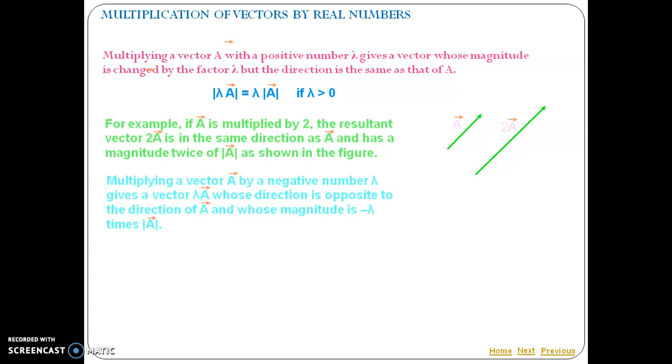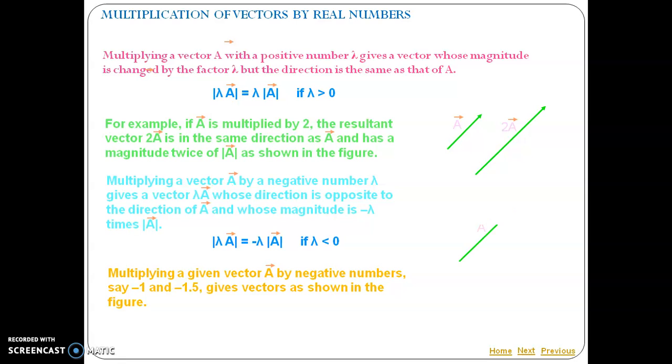If you have taken the value of lambda as 2, but if lambda is negative, then what can you say? It will become minus lambda a. Let us suppose a, this is minus a, and this will become minus 1.5a.